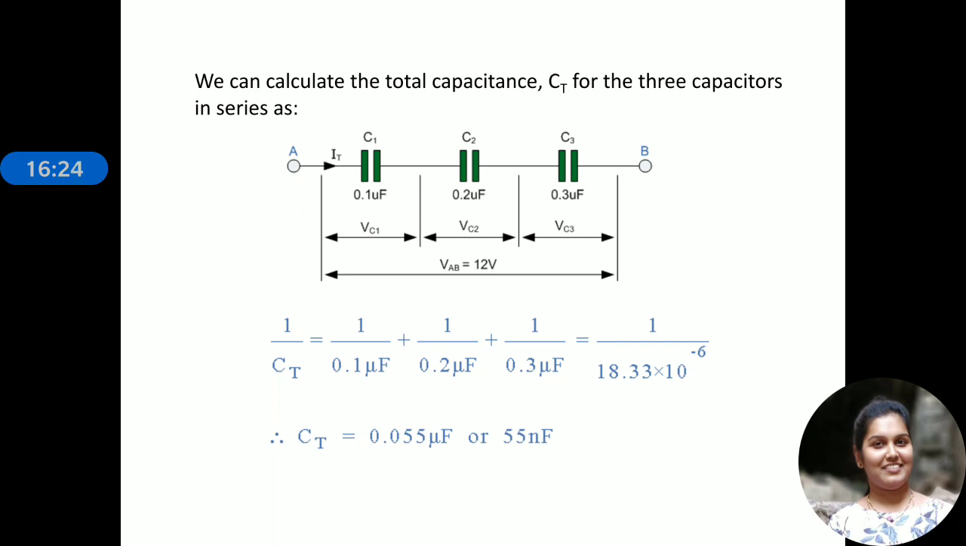So when you observe the individual capacitances, C1 is 0.1 microfarads, C2 is 0.2 microfarads, C3 is 0.3 microfarads. But when we connect all these in series, the total capacitance is reduced to 0.055 microfarads, right? So hence it is proved that when we connect capacitors in series, the total capacitance of the circuit will decrease.